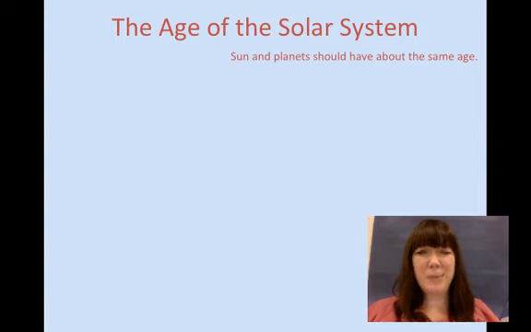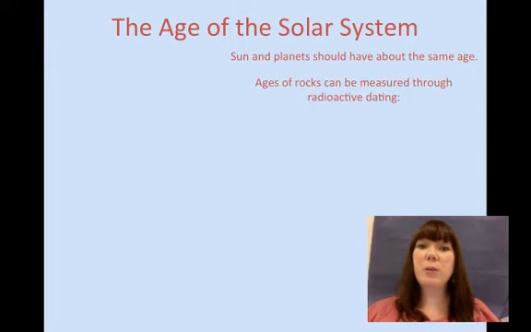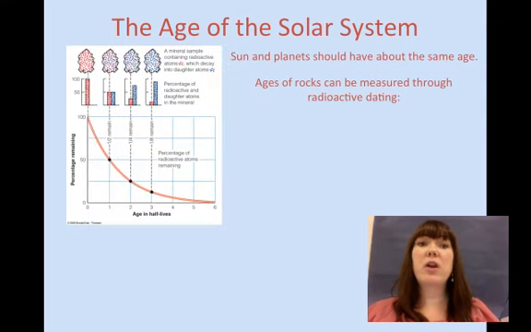So when exactly did this happen? What is the age of our solar system? Well, because we're talking about the sun and the planets forming at the same time, then they would be the same age. And we can actually measure the rocks in planets to figure out their age, and this is called radioactive dating. And this is something that we'll talk about more in some upcoming units.